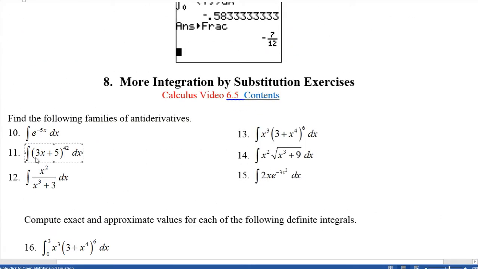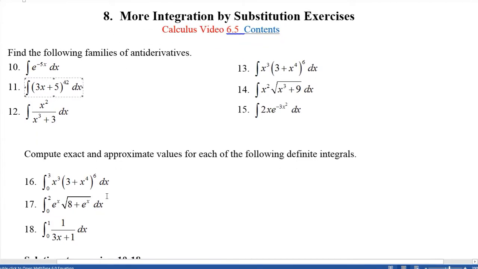Here's number 11. The family of antiderivatives of (3x plus 5) to the 42nd power dx, or the indefinite integral of (3x plus 5) to the 42nd power dx. See if you can work that one on your own. All of these exercises in this little set will require some form of substitution. So see if you can figure out what the right thing is to substitute and work this out on your own. Press pause now.